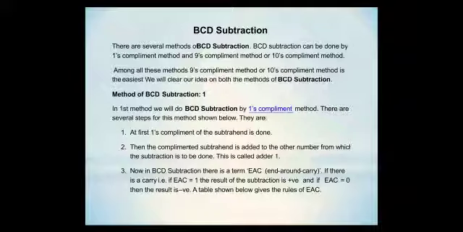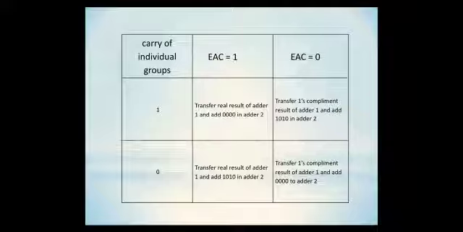Now in BCD subtraction there is a term EAC, meaning end around carry. If there is a carry, that is if EAC is equal to 1, then the result of the subtraction is positive, and if EAC is 0, then the result is negative, as shown in the table in the further slides. These are the rules of EAC. Here the carry of individual groups is 1 and 0.